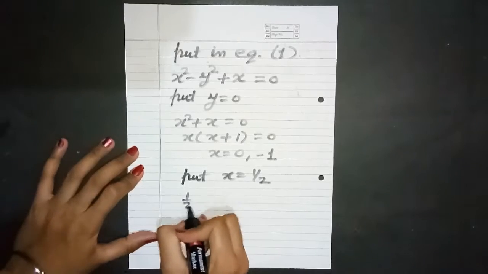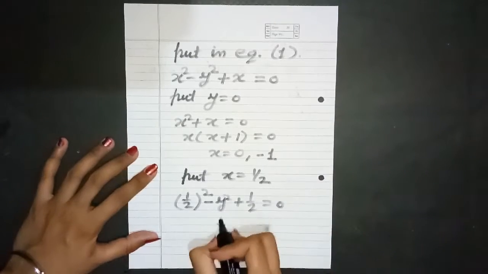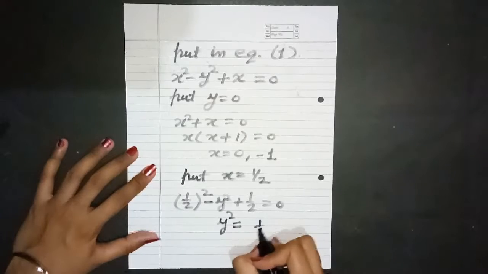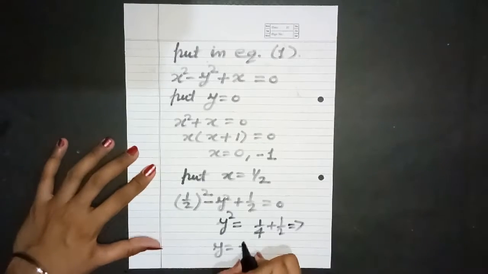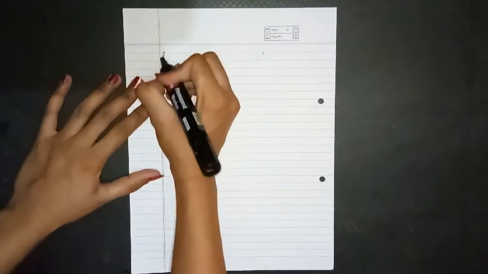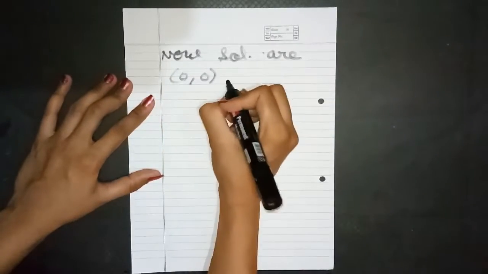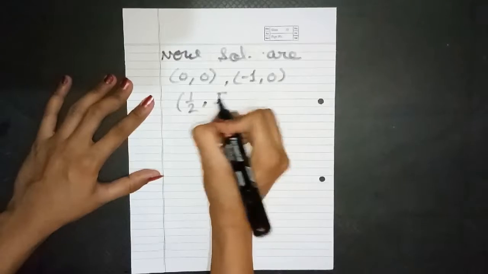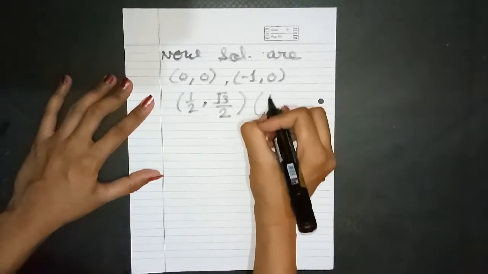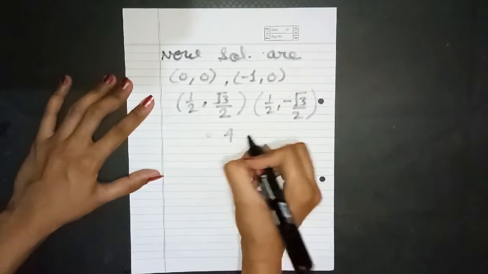Now put x is equal to 1 by 2: (1 by 2) square minus y square plus 1 by 2 is equal to 0, which gives us y square is equal to 1 by 4 plus 1 by 2, which gives us y is equal to plus minus root 3 by 2, right? Now number of solutions are (0, 0), (minus 1, 0), (1 by 2, root 3 by 2), and (1 by 2, minus root 3 by 2). So these are 4 solutions.